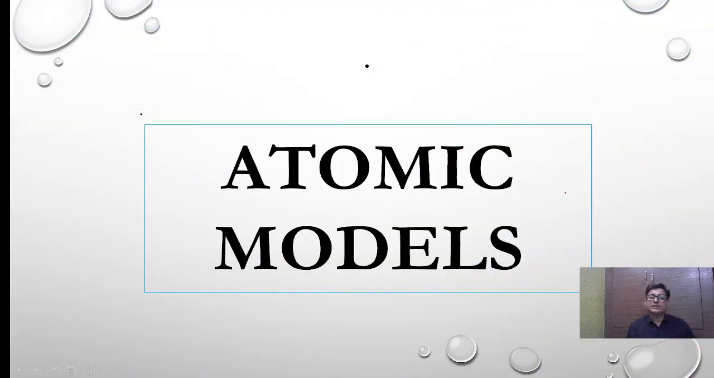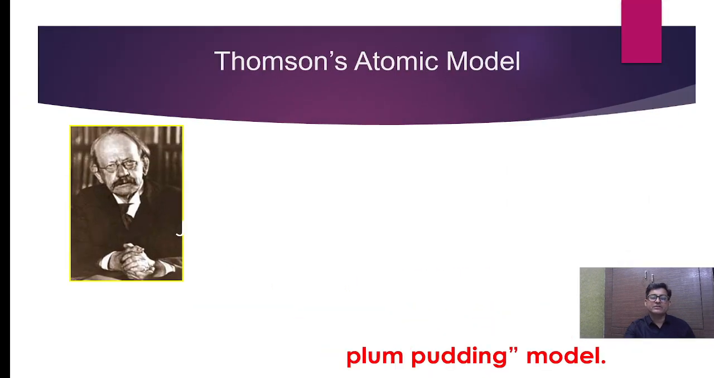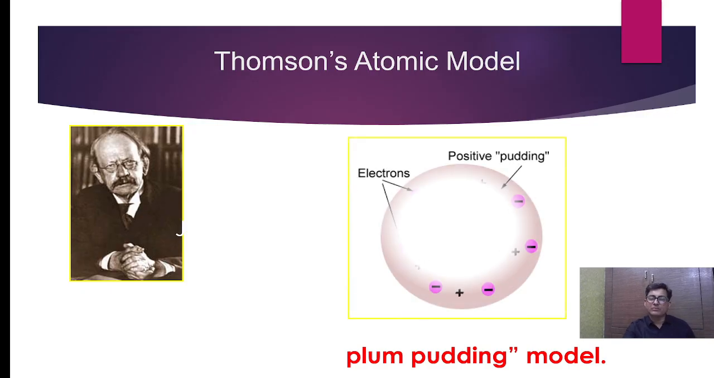Today we are going to take up the atomic models as proposed by different scientists like J.J. Thomson, Rutherford, and Bohr. So first of all, we are going to take J.J. Thomson's atomic model, which was also described as the plum pudding model or watermelon model as it appeared, because J.J.